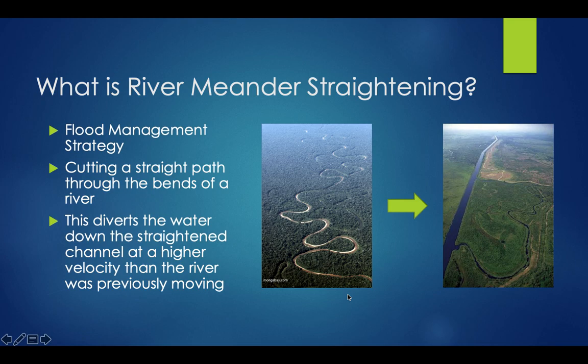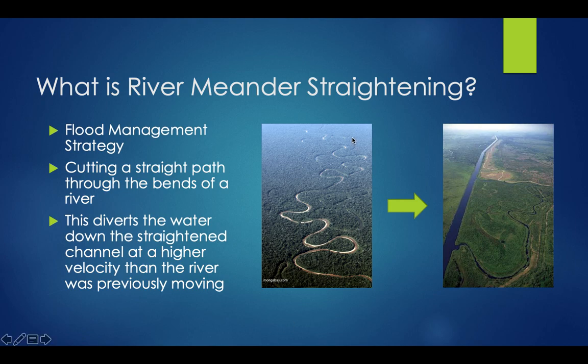So, what is river meander straightening? River meander straightening is a type of hard engineering that changes the course of a river to try to mitigate floods. By straightening a river meander, a clear path is cut through the bends of a river. Oftentimes, the meanders are filled in with mud and sand so the straightened path is successful. By doing so, the river's velocity increases and dislodges the water from an area faster, which lessens the chance of the river overflowing its banks.